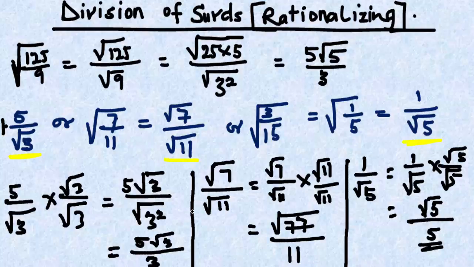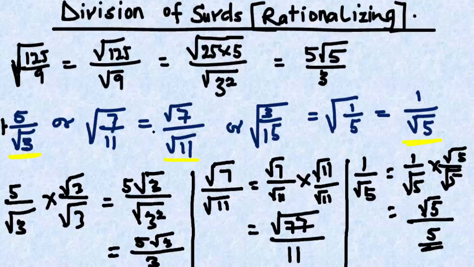So the process of making the denominator of a fraction a whole or rational number is termed rationalization, or rationalizing the denominator. After this process, the denominator is not a surd. It's either a whole number or a rational number. In this case, we have 5 over 3, 1 over 11, 1 over 5. Anytime you are rationalizing the denominator, we multiply the numerator and the denominator by the surd in the denominator.